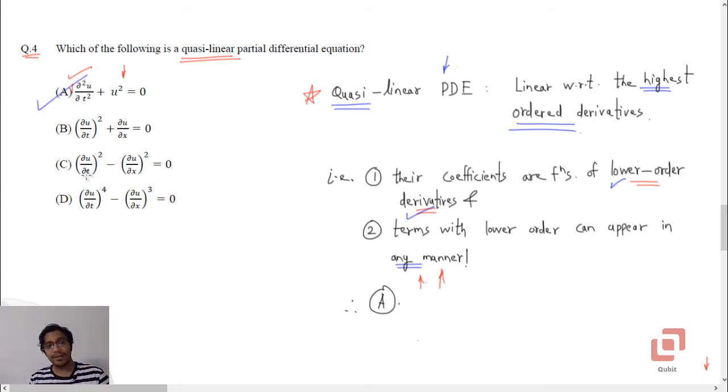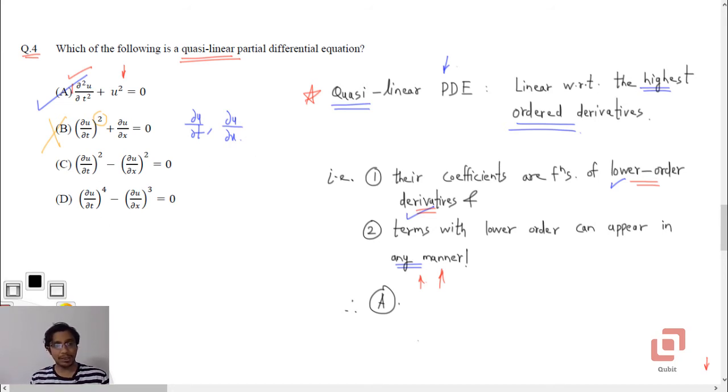Now let us argue why B, C and D are not quasi-linear. Let's go to B. In B, what we have is dabba u by dabba t squared plus dabba u by dabba x equal to 0. Now what is the highest order derivative here? There are two of them, both are of first order. And because as per the definition, it has to be linear with respect to the highest order derivative, we cannot have a second power here. And because the second power is present here, this is not the differential equation that we are looking for.